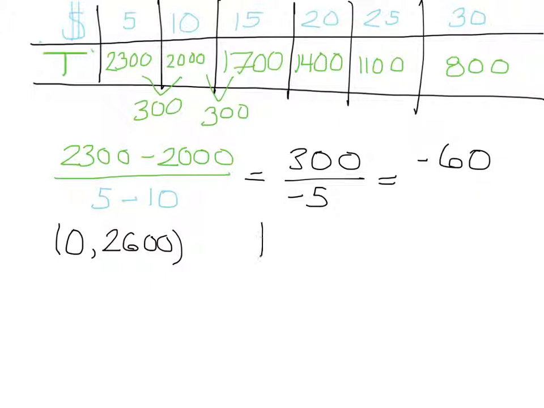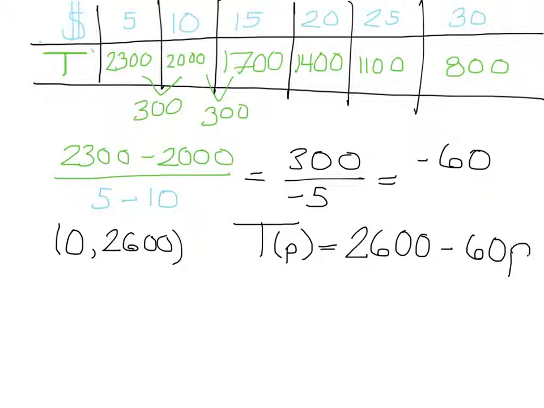So we can ultimately get this equation. Let's write it as a function. The number of tickets sold based upon the price of those tickets is going to be equal to 2,600, what we start with, and then we're going to lose 60 people for every increase in price of $1.